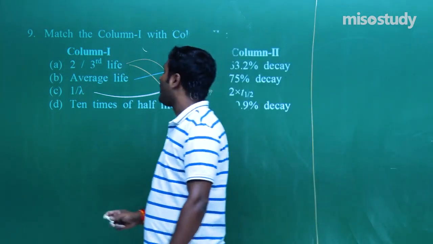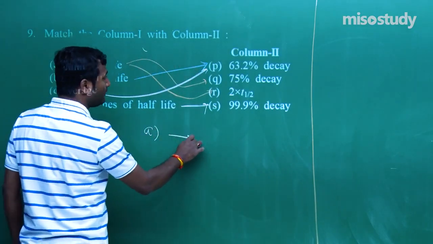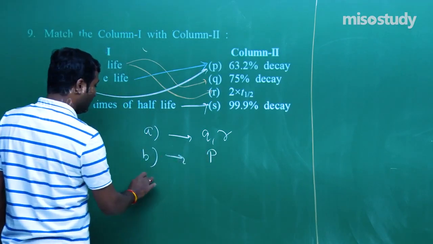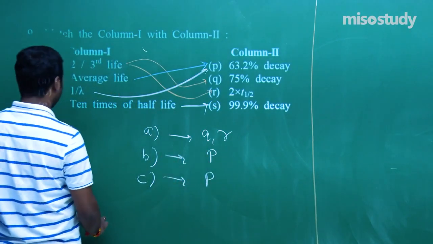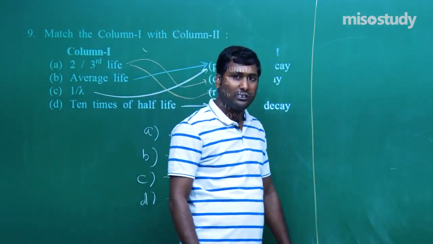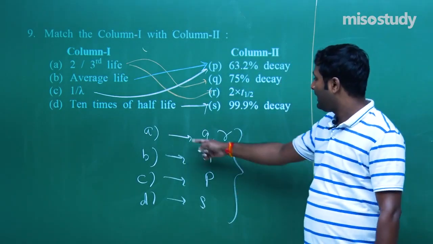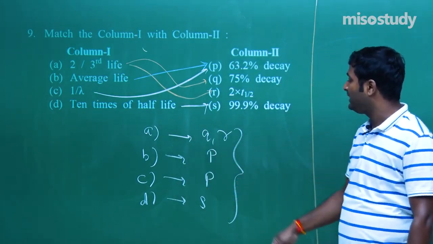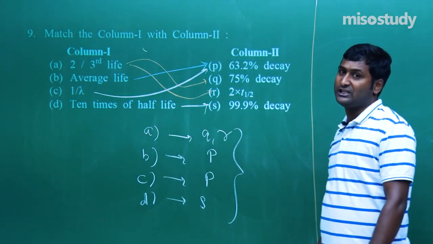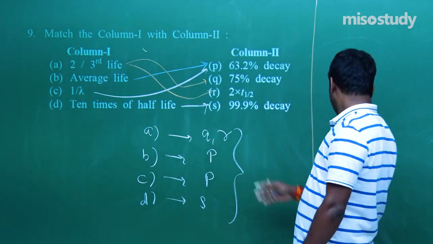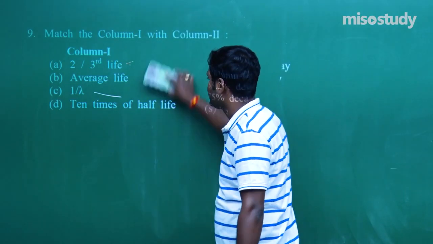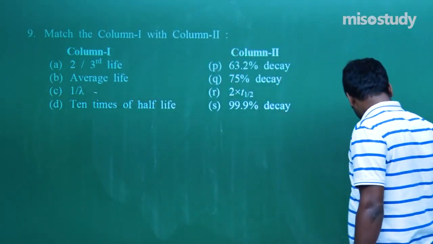So in this case, what are the correct options? For A, we will say Q and R. For B, we will say that is P. For C, we will say that is P. And for D, we will say that is S. Clear to you? Now check these things. A, Q and R, B, P, C, P and D, S. This is the option related to question number 3. This is a matrix matching question. I think now you are very much familiar with this question and can solve such kind of questions very easily.